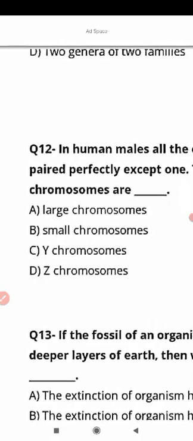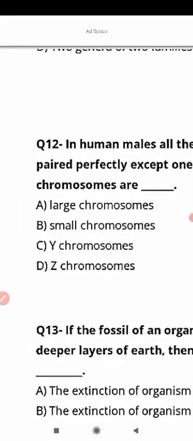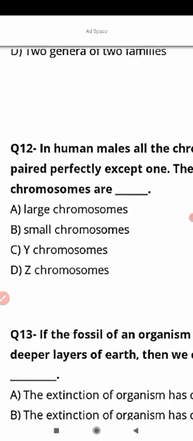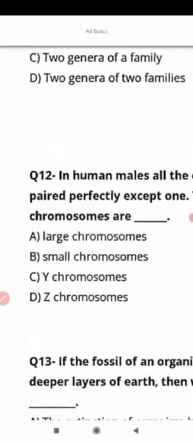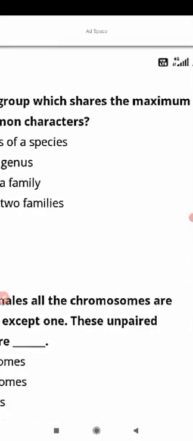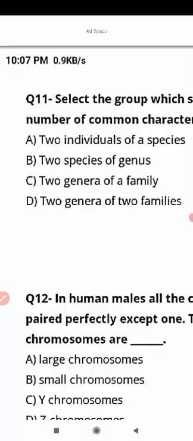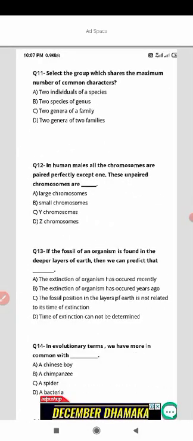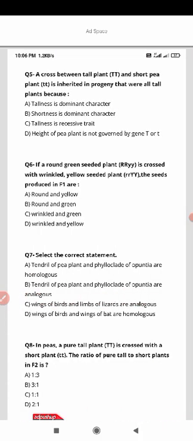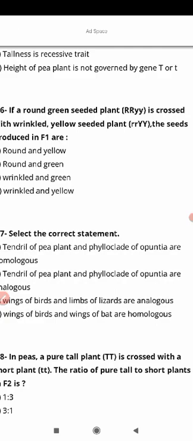In human males, all the chromosomes are paired perfectly except one. These unpaired chromosomes are Y chromosomes. Then select the group which shares the maximum number of the common characters, means two genera of two families. Okay. And 10, the number of sex chromosomes in zygote of human is 2. Okay. And come to question number 8.